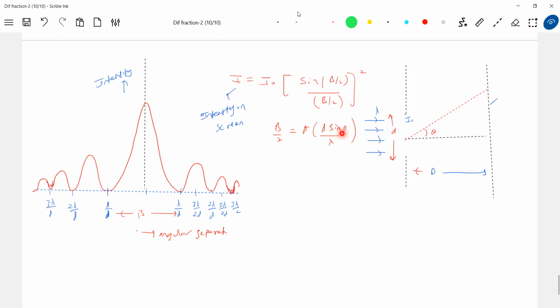Do one thing, substitute the value of theta here. You get the beta by 2, that particular value. This is a phi. So how to calculate that angle phi? Define any position on a screen, find out its angular position, substitute that value here, calculate that phase angle, this phi by 2, then substitute here to get the intensity.